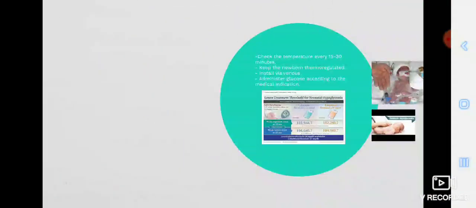Application in nursing: check the temperature every 15 minutes. Keep the newborn thermoregulatory stable. Administer intravenous glucose according to the medical indication.